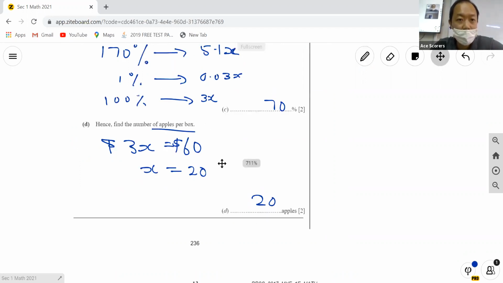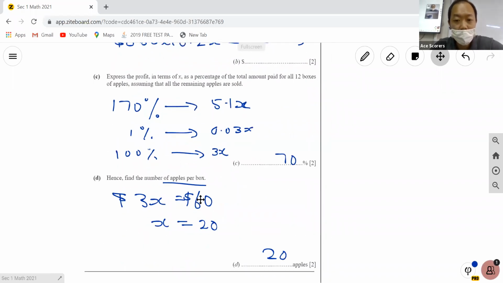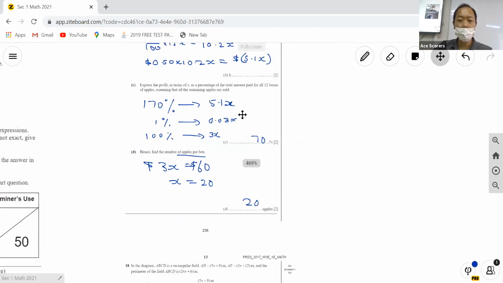Okay, this part C is a little bit weird. I don't know why they're asking this, but it doesn't matter. We found there are 20 apples per box. Because they already told us the percentage, right? They want the money or they want the percent? They want the percent, so it's already told. Finish. Okay, let's go to Samuel's.